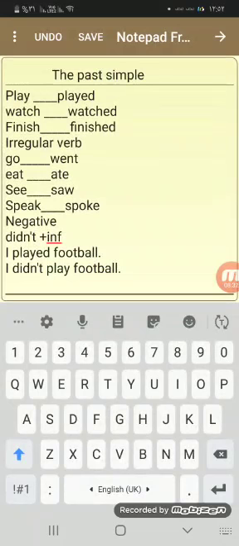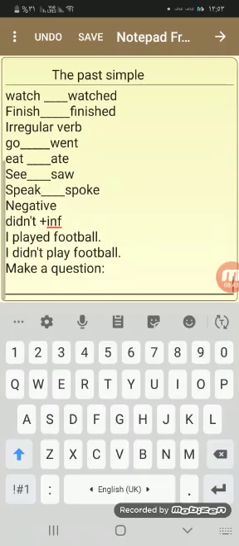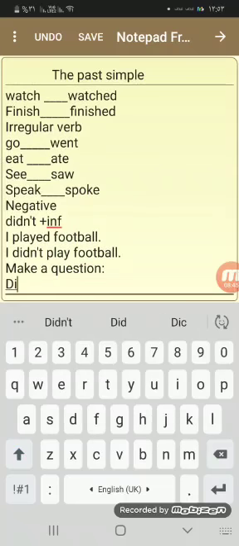Let's take how to make a question in the past simple. In the past simple, we ask with did. We put did at first, at the beginning of the sentence.